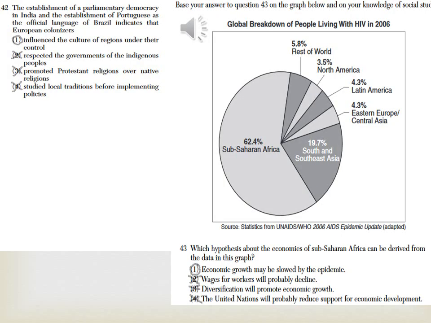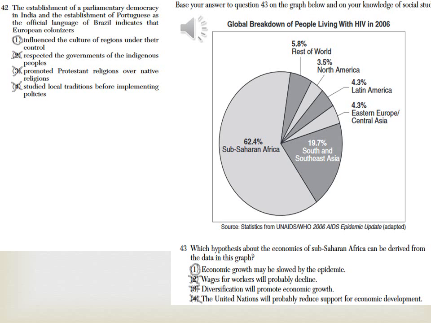Question number 42. The establishment of parliamentary democracy in India and the establishment of Portuguese as the official language of Brazil indicates that European colonizers, is it 1, influenced the culture of regions under their control? Is it 2, respected the government of the indigenous people? Is it 3, promoted Protestant religions over native religions? Or is it 4, studied local traditions before implementing those policies? Number 1 is the right answer.